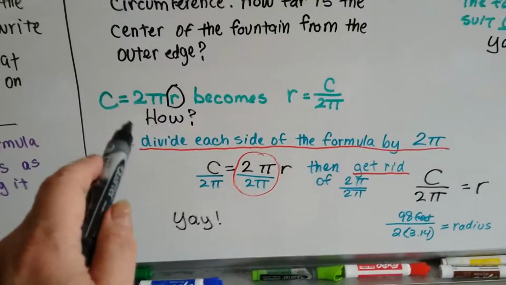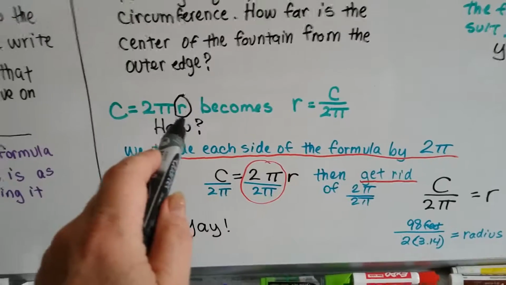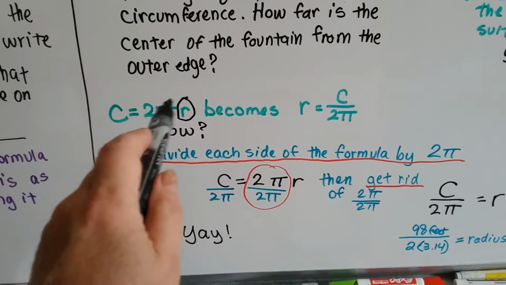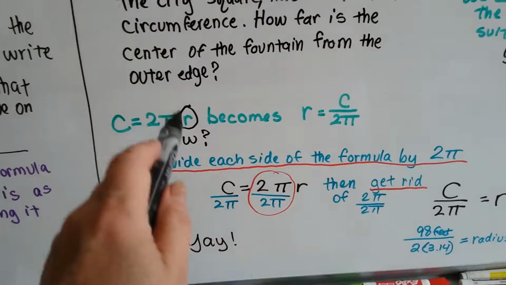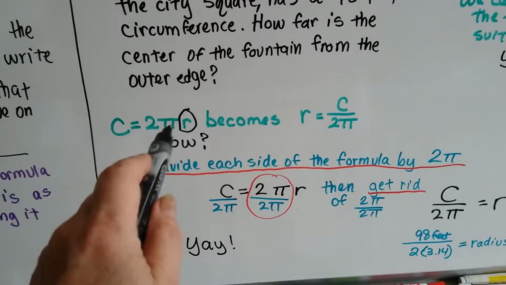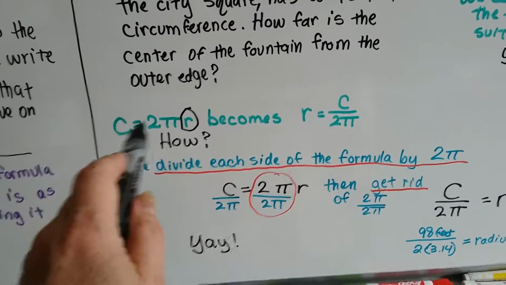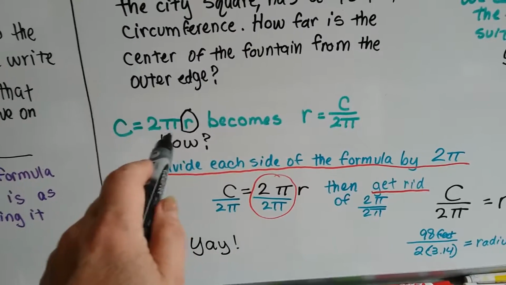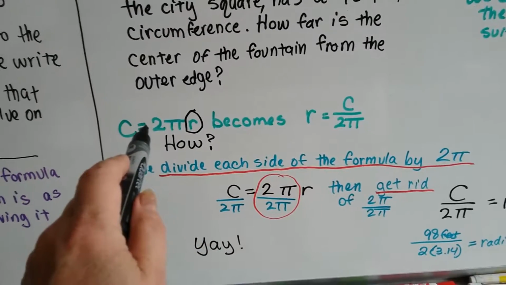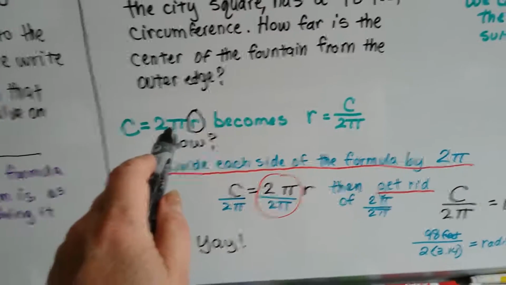So what we do is, to solve for r, we see what's in our way. This 2 pi is in our way. We want the equal sign to be next to this r, not next to the C. Because this 2 pi is in the way of the r and the equal sign, we're going to divide both sides by that 2 pi.